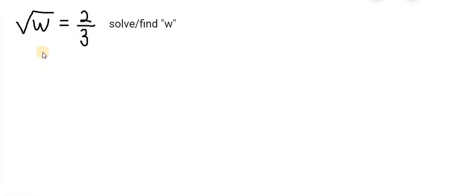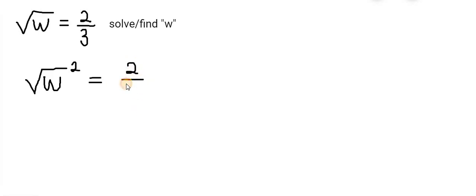Now, we have another question. Square root of w is equal to 2 over 3. Solve or find w. Once again, we want to get w on its own. In this case, it has a square root attached to it, so that's what we want to get rid of. We use the opposite sign to do that, which is a square. We can either use a bracket or not. In this case, I could just put it here. If I don't want to use a bracket, it's up to you. And since I've done that to the left, I can do that to the right as well.